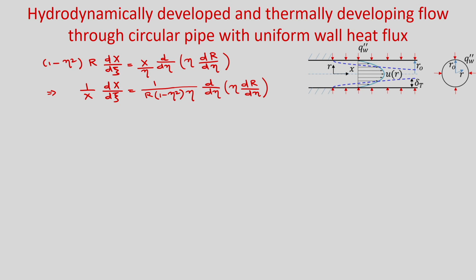So, you see this equation, on the left hand side x is a function of zeta only, that means the whole left hand side term is a function of zeta only. On the right hand side, if you see, r is a function of eta only, and all the right hand side terms are functions of eta only. So, the left hand side is a function of zeta and the right hand side is a function of eta.